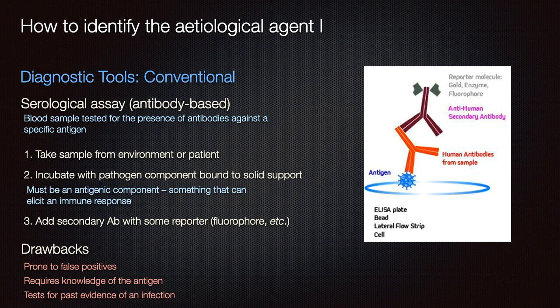A few of the drawbacks: again, serological assays do tend to be prone to false positives. It again requires knowledge of the antigen. And importantly, a serological assay is generally used to test for past evidence of an infection. In other words, a patient's immune system has already detected, raised antibodies, and is now hopefully protective against a particular pathogen.